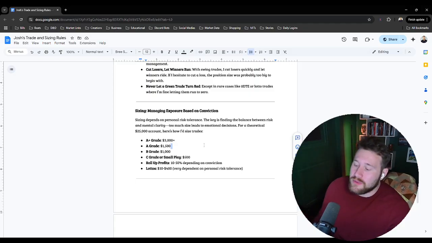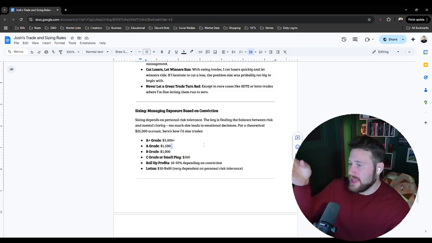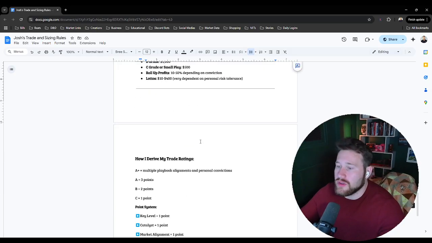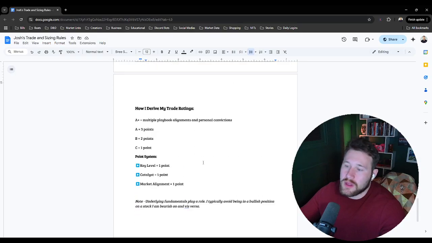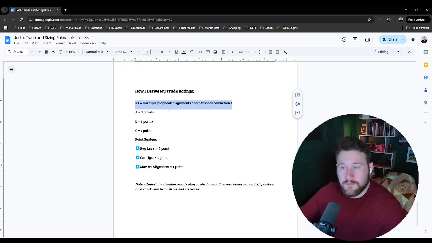And I think some of that comes with experience, because there are certain patterns or occurrences or just moments where I'm just like, oh, this is going to make money. And you just know when that astrological point in time happens. Oh, I even put that in here. Good. A plus: multiple playbook alignments and personal convictions. And then an A trade is 3 points: key level break, catalyst, and good market alignment.